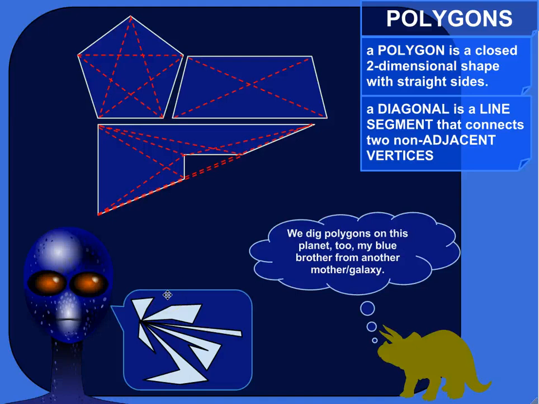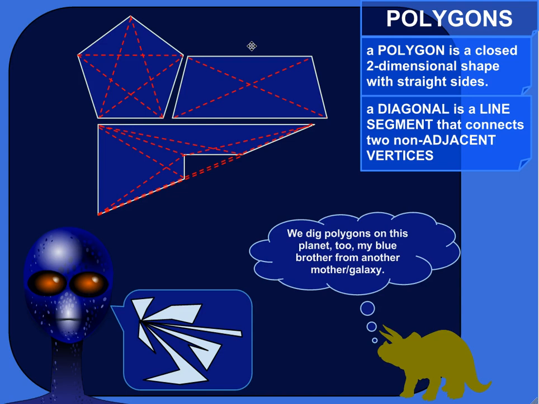All right, so hello. A polygon is a closed two-dimensional shape with straight sides. So these are all polygons here. They've got straight sides, not squiggly or curved or anything like that. And they're closed. They've got an inside. And they're two-dimensional. They're not popping out of the screen or something like that. So when we talk about diagonals of polygons, this is what that means.